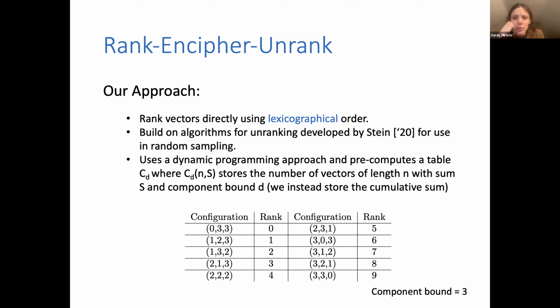This algorithm is going to rely heavily on a table, which we can pre-compute. Every point in the table NS is going to store the number of vectors of length n with some s, and all entries across the table will have the same component bound. With this pre-computed information, we can rank according to lexicographical order, and if you're interested in the details, you can take a look at the paper.